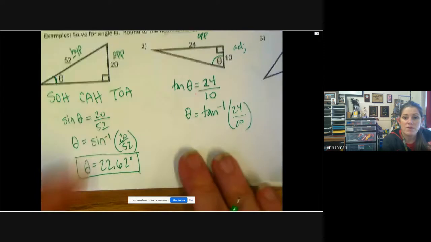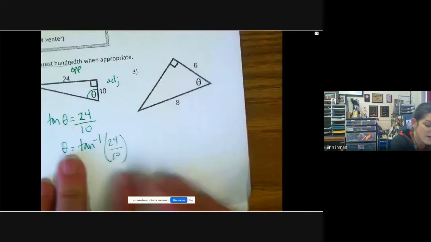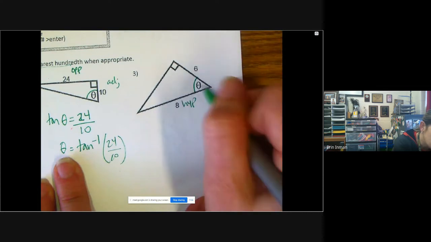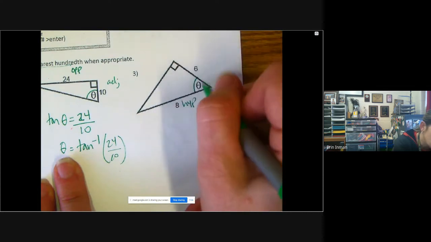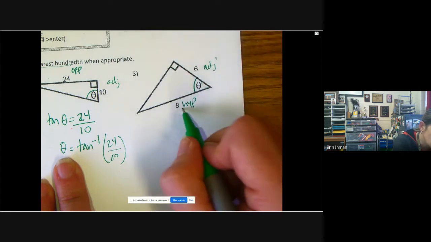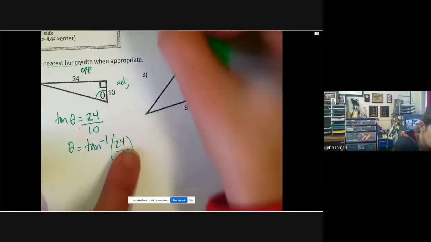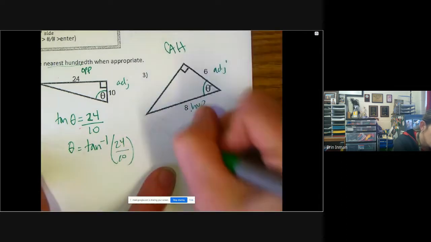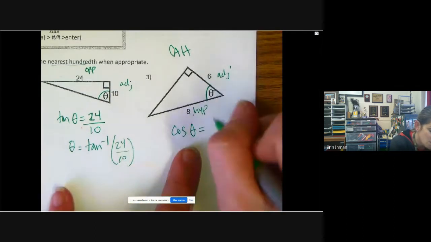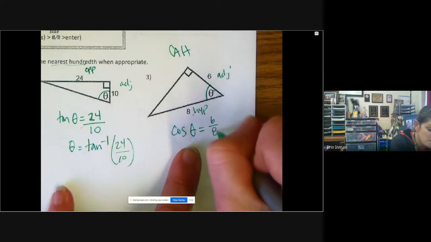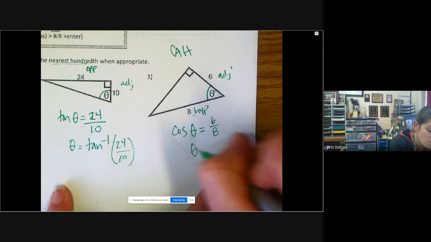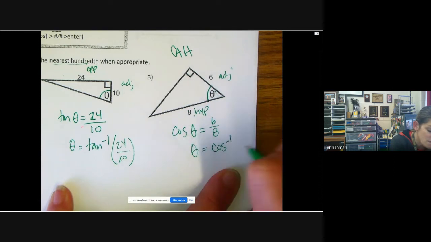The next one, I have to set this up. I see I have the hypotenuse, and this looks like a leg that's touching the angle, so it's adjacent. That's A and H. That would be CAH, right? And so that's cosine of my angle theta that we don't know yet, which has to equal 6 divided by 8. So it's going to be some decimal. I don't want to guess and check, so I take the inverse.